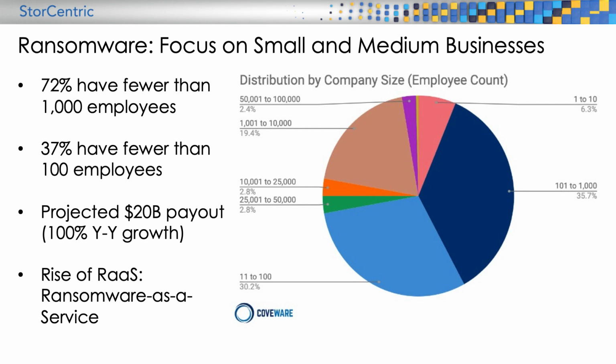72% of targeted businesses have fewer than 1,000 employees, and 37% have fewer than 100. These aren't large corporations with the resources to plan for this vector of attack. These are small businesses that have 1 or 2 IT administrators on staff, or even no in-house IT. Businesses are projected to pay out $20 billion in 2021, a 100% year-over-year increase for the last 4 years, and it's only going to get worse with new business models like RAAS, Ransomware as a Service.